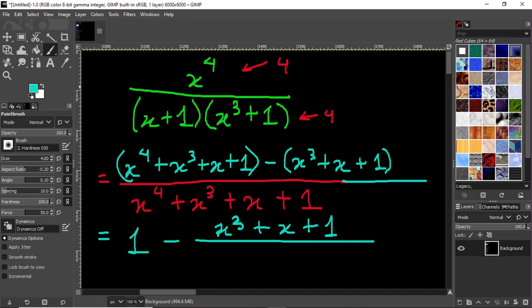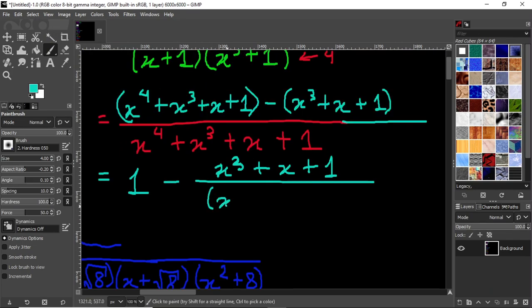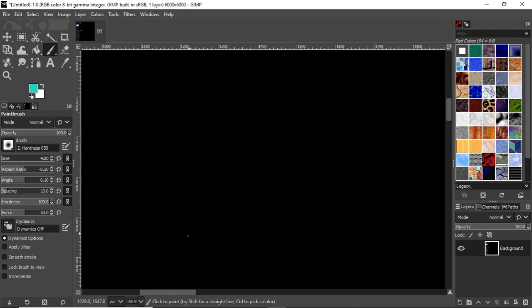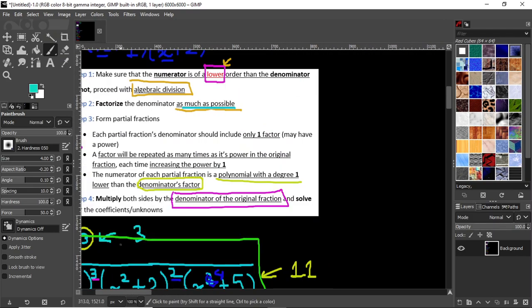We don't need this expanded form anymore. We can revert back to this, and there's the second catch we have here. Wait, actually I'll write this down for now. Sorry, not x cubed plus 1. Okay, so that's our first step done.